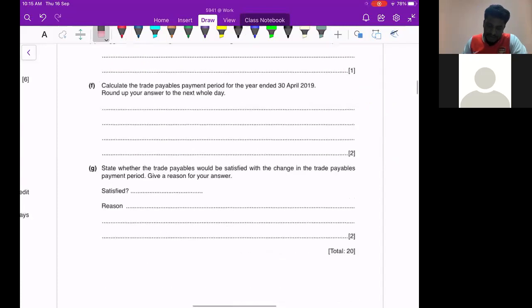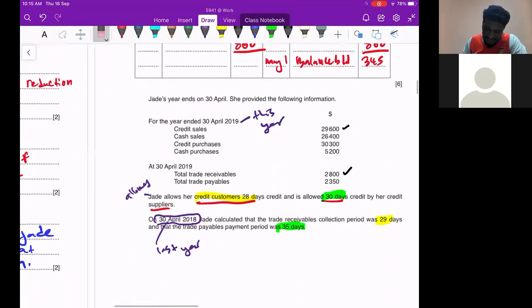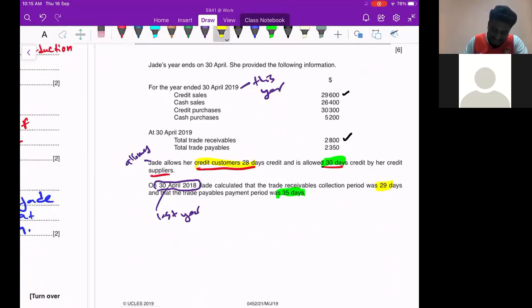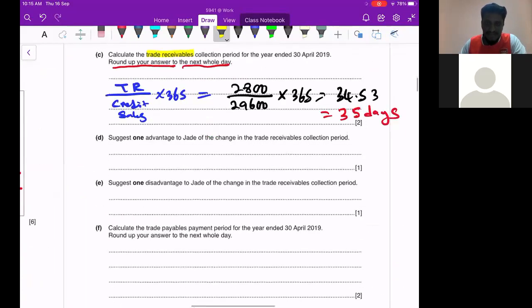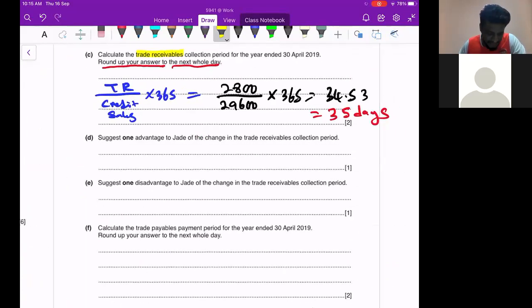So, 35 days. Allowed is 28 days. Last year I took 29 days. This year I get 35. So did it become better or worse? It became worse.